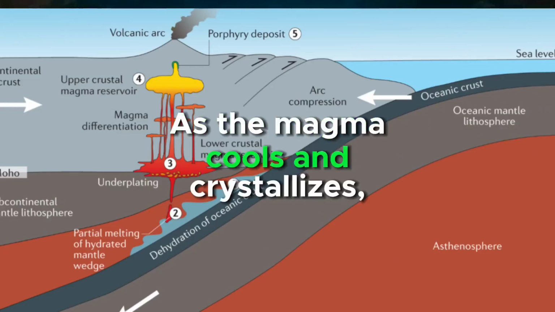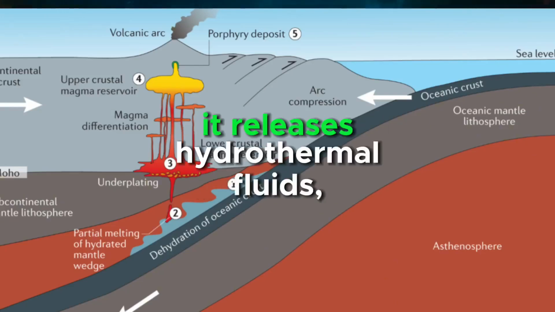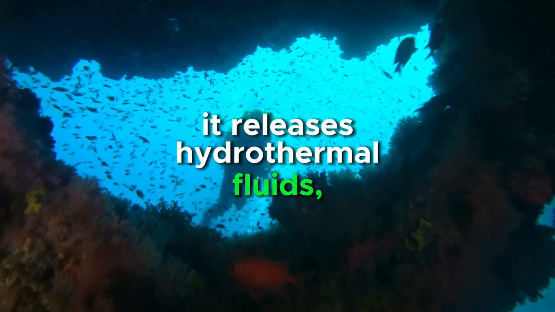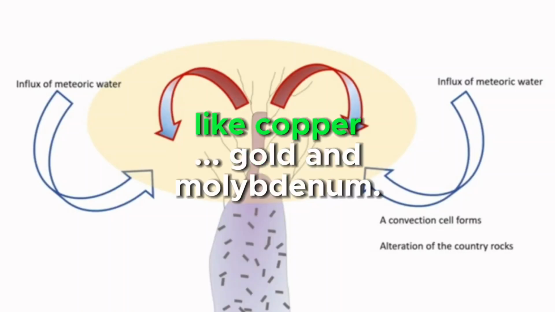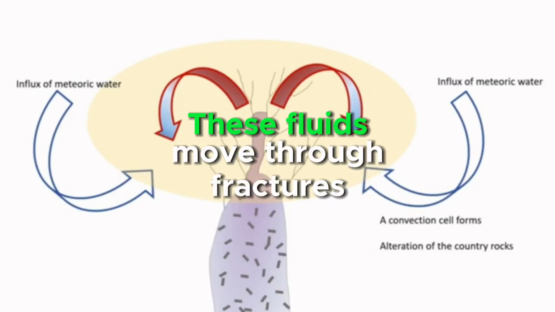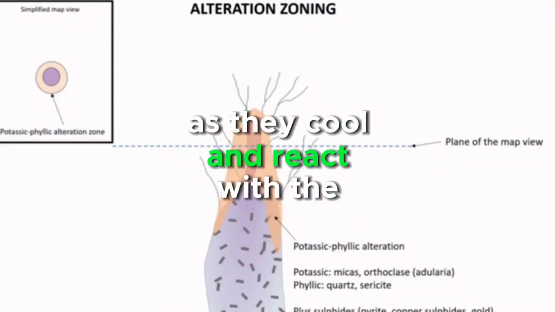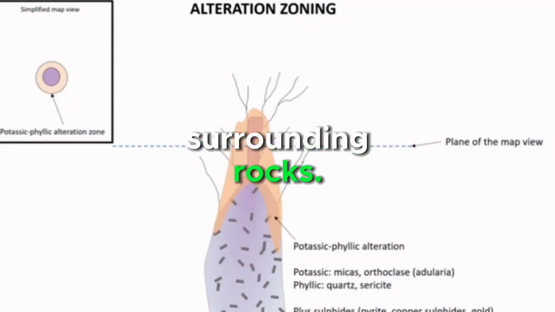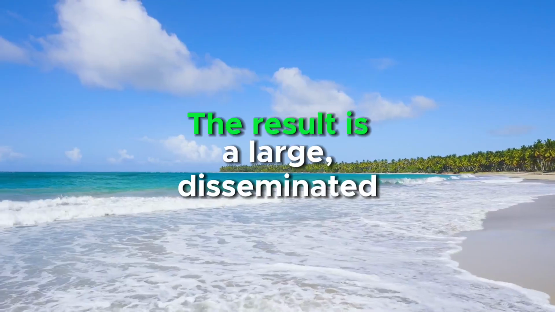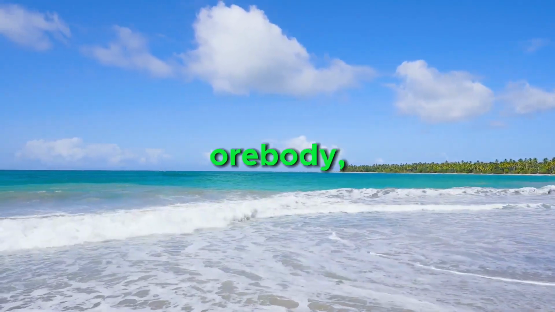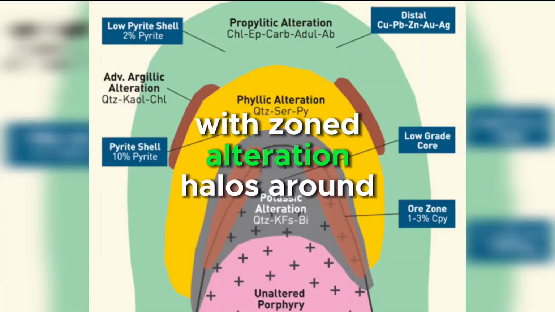As the magma cools and crystallizes, it releases hydrothermal fluids rich in metals like copper, gold, and molybdenum. These fluids move through fractures and cracks, depositing metals as they cool and react with the surrounding rocks. The result is a large disseminated ore body with zoned alteration halos around the intrusion.